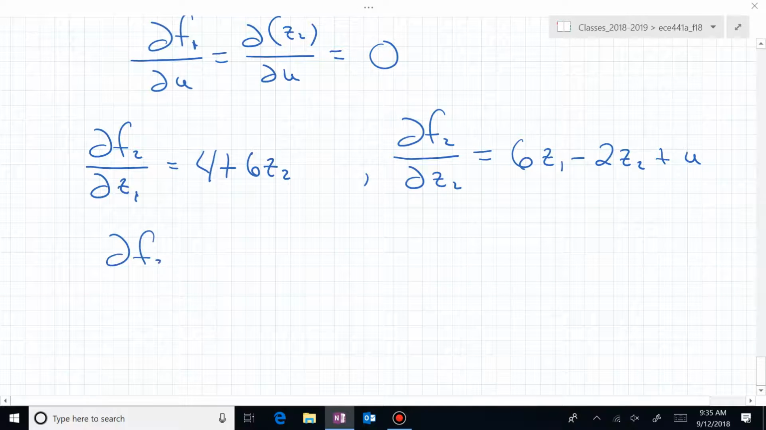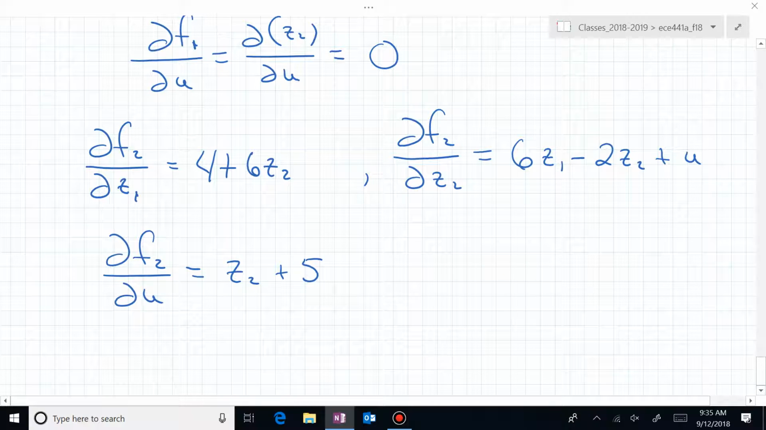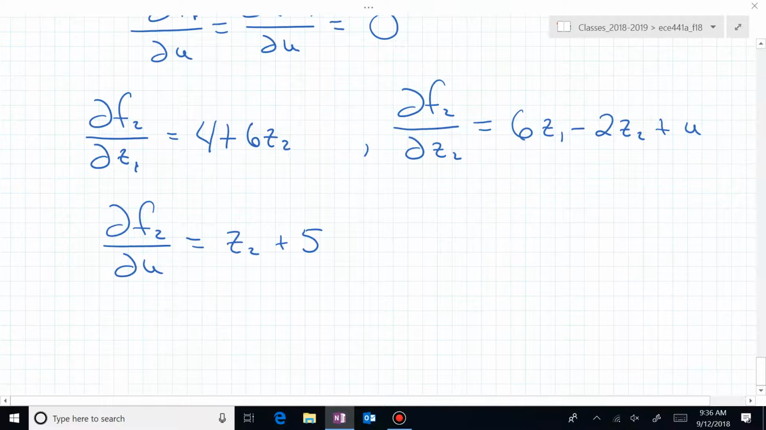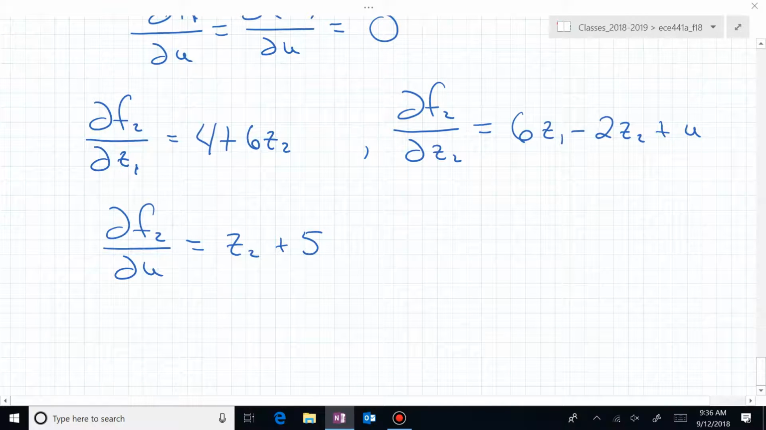And finally, partial of f2 with respect to u. And u was a couple places in there. It was times z2, and it was 5u, so now we have z2 plus 5. Do you see what happens when we evaluate these at the equilibrium condition? If we have z's and u's, our z's and u's we said are 0 in this particular example. So now the partial of f2 with respect to z1, that just becomes 4. The partial of f2 with respect to z sub 2 becomes 0. Partial of f2 with respect to u, 5.